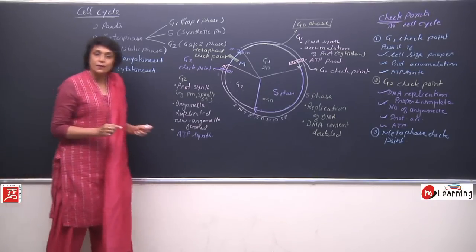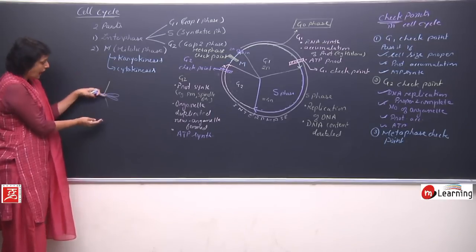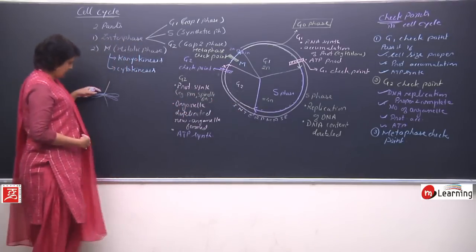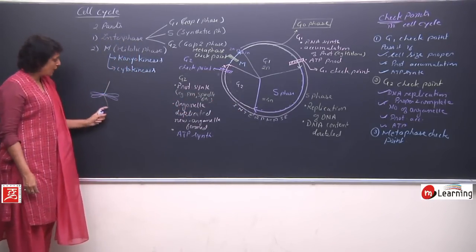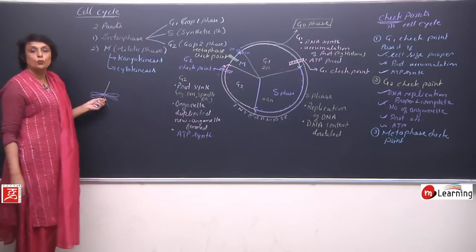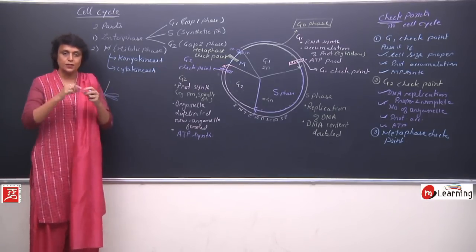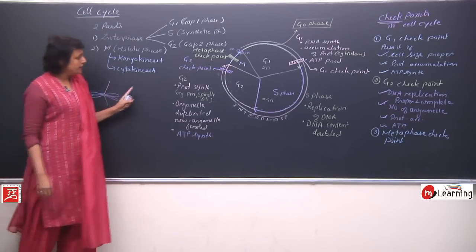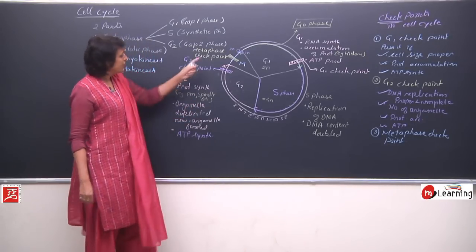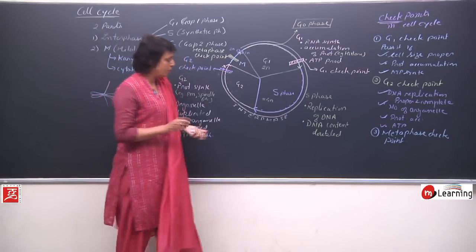So is this attachment proper? If the attachment is proper, then only these chromosomes will go towards two sides, half the number here, half the number here. So totally if there are 4n, 2n will go towards one side and 2n to the other side. So we are talking about the two chromosomes getting separated during the M phase, that is metaphase, where the spindle fiber attachment is proper. If these spindle fibers are not properly attached, then the chromosomes will not get separated.